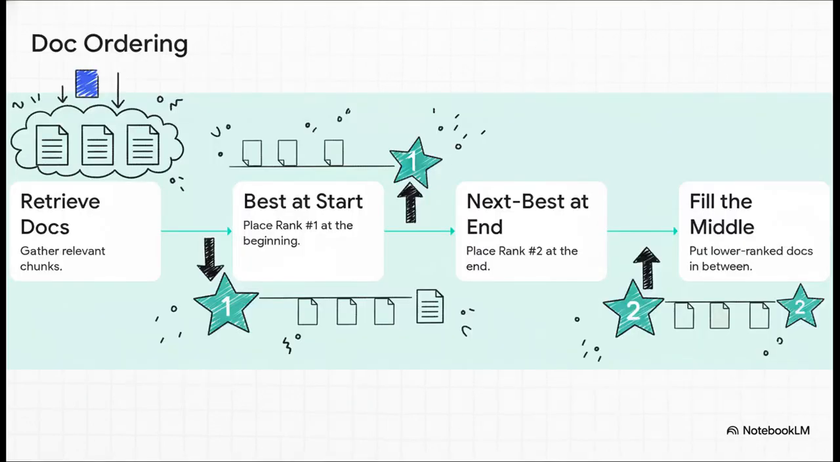So here's the new playbook in action. Your RAG system retrieves a set of documents. Don't just dump them into the model randomly. No, be strategic. You take your number one, most relevant document, and you put it right at the very beginning. Then you take your second most relevant document and stick it at the very, very end. All the less important stuff, let it fill up that dead zone in the middle.